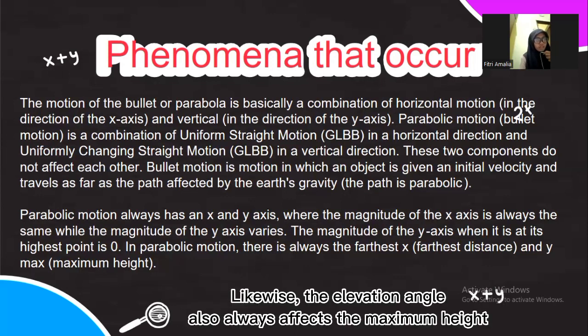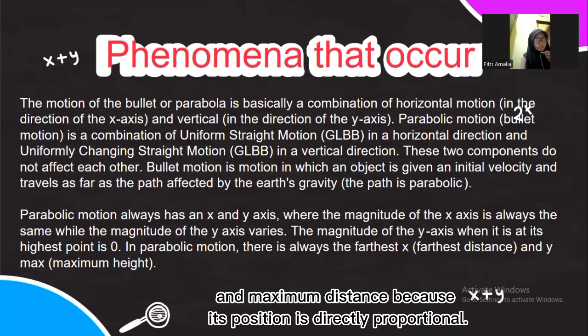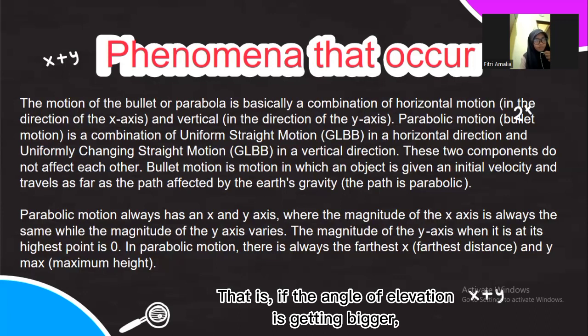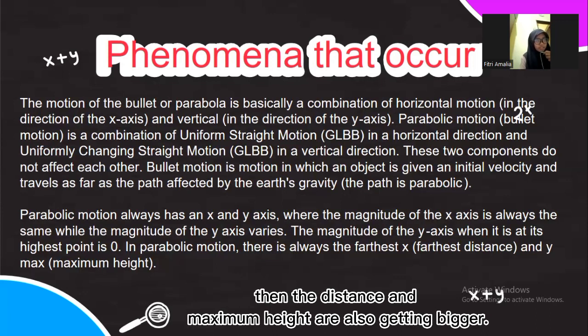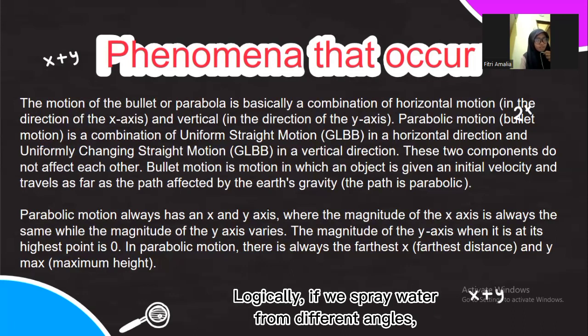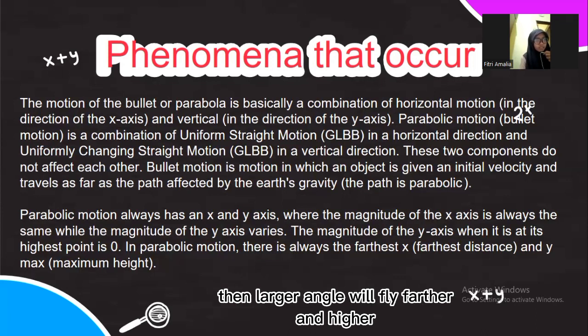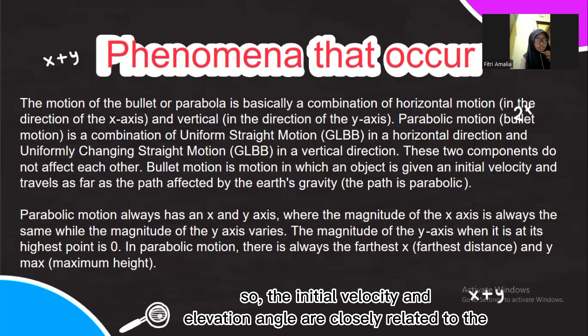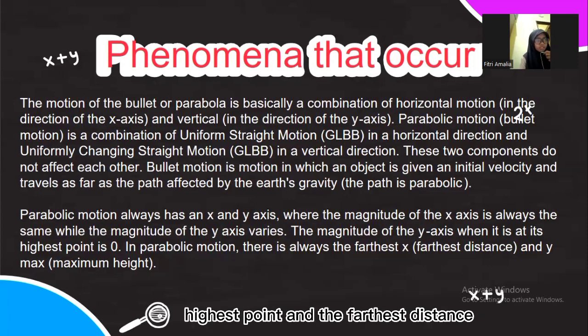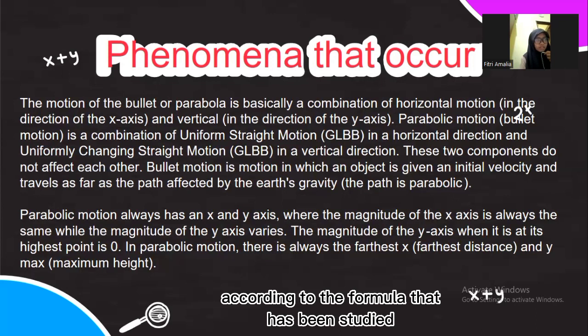Likewise, the elevation angle also always affects the maximum height and maximum distance because its position is directly proportional. That is, if the angle of elevation is getting higher, then the distance and maximum height are also getting bigger. Logically, if we spray water from different angles, the first angle small and the second angle larger, then the larger angle will fly farther and higher because the initial velocity is also large. So the initial velocity and elevation angle are closely related to the highest point and the farthest distance according to the formula that has been studied.